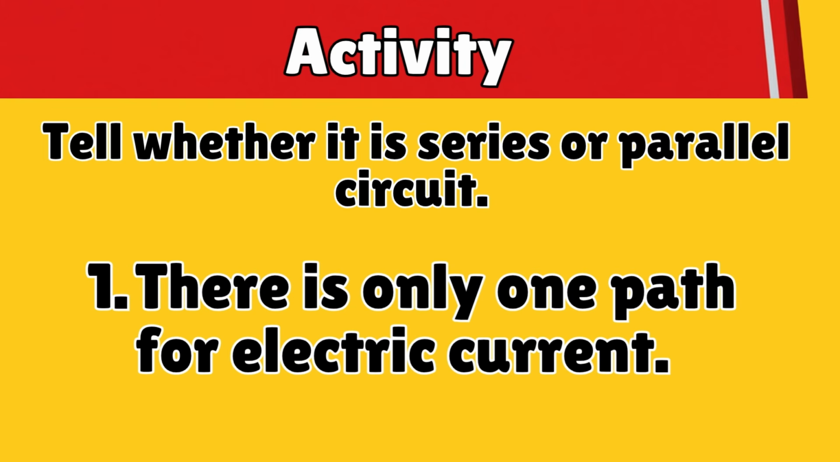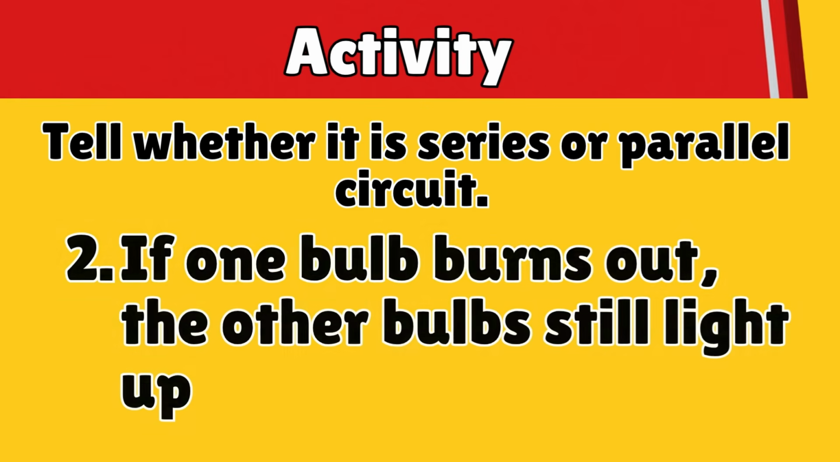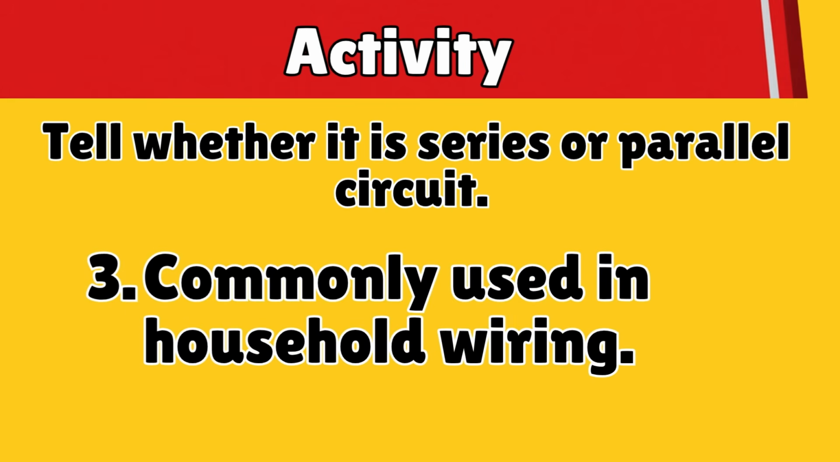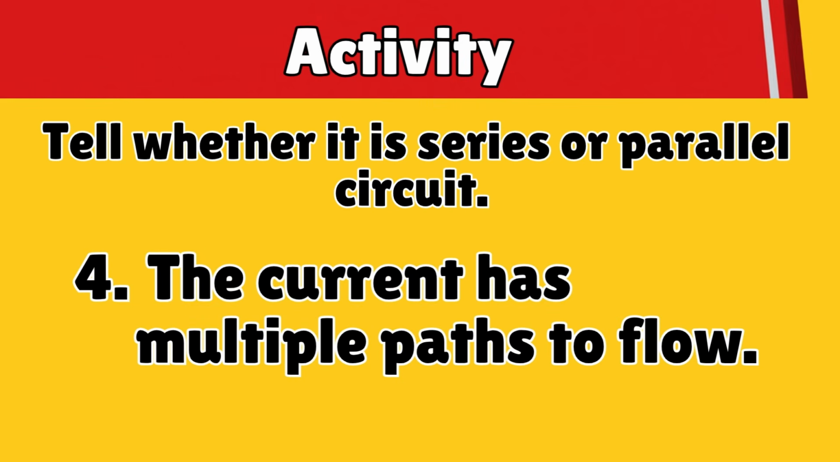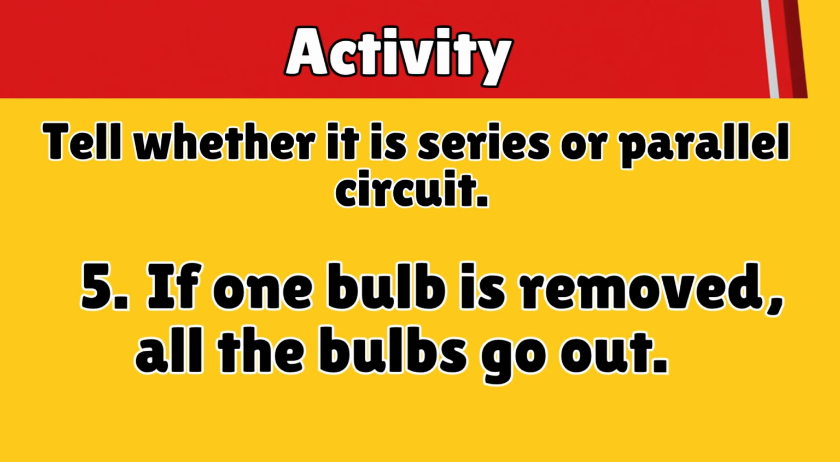Number 1. There is only one path for electrical current. Second, if one bulb burns out, the other bulbs still light up. Number 3. It is commonly used in household wiring. Number 4. The current has multiple paths to flow. Number 5. If one bulb is removed, all the bulbs go out.